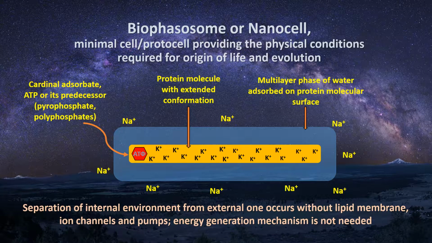Basing on the data reviewed, we arrive at the following representation of the Biophasosome, or nanocell, the structure of initial level, which provides the necessary physical conditions for the origin of life. That is, above all, a polypeptide with extended conformation whose peptide bonds are available for water. It makes it possible to adsorb water on the molecular surface of the polypeptide to form a shell of multilayer adsorbed water. This adsorbed water excludes from its volume all unnecessary solutes of the ocean of the prebiotic era. For us it is primarily sodium, but potassium is adsorbed. As a result, the ratio of potassium to sodium necessary for life, which we know, forms inside of the biophase.